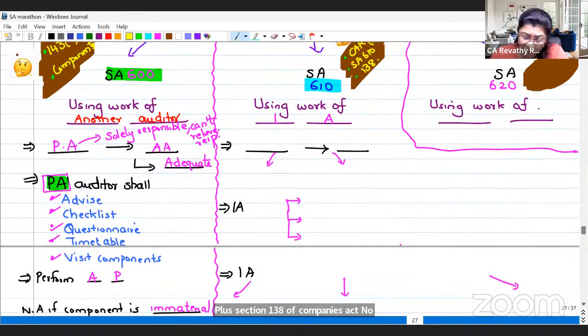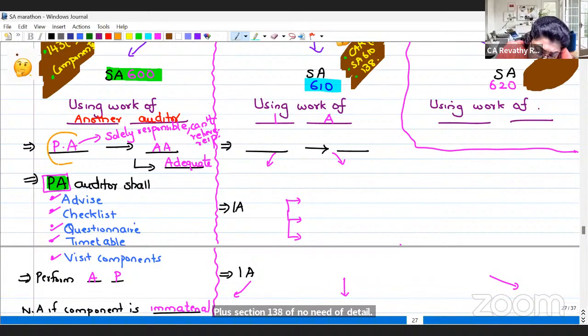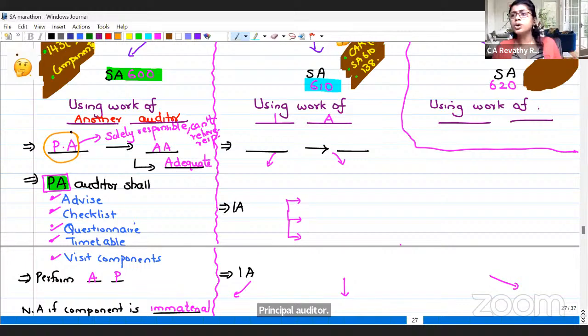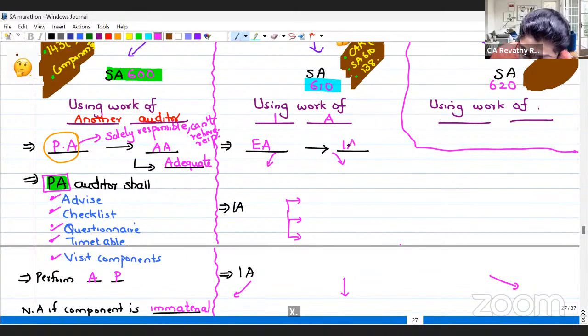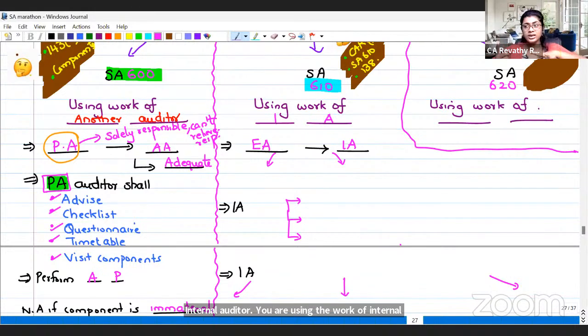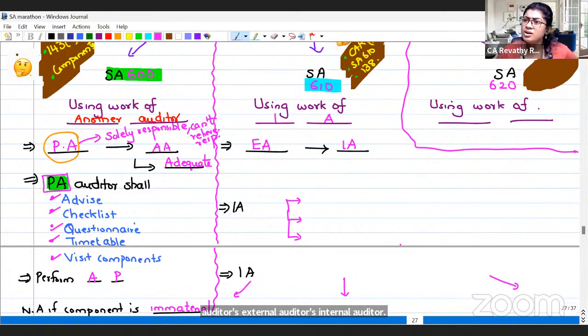Now here you were called principal auditor. Here in 610 you are called what auditor? Very good, Amal. Others? You are called the external auditor. You are using the work of the internal auditor. EA is external auditor, IA is internal auditor. Now, why do you want to use his work? Why are you using his or her work?